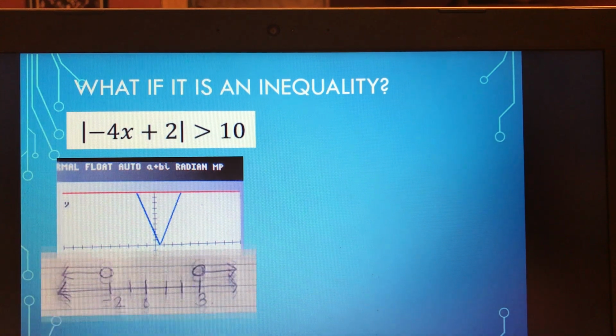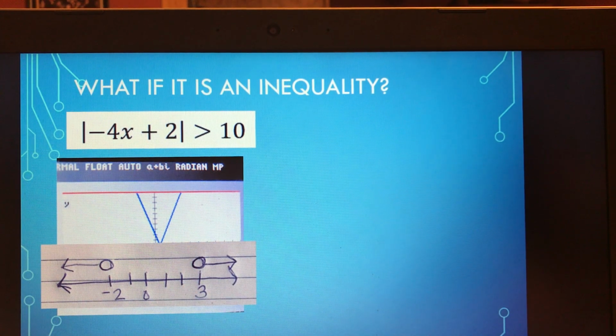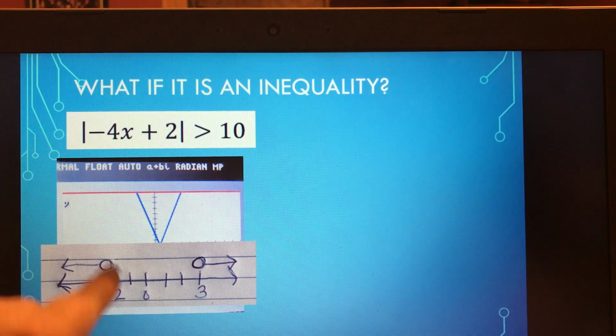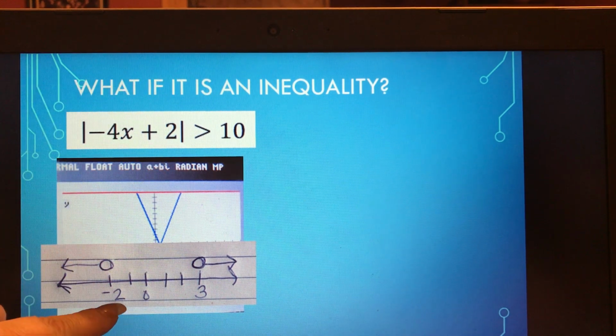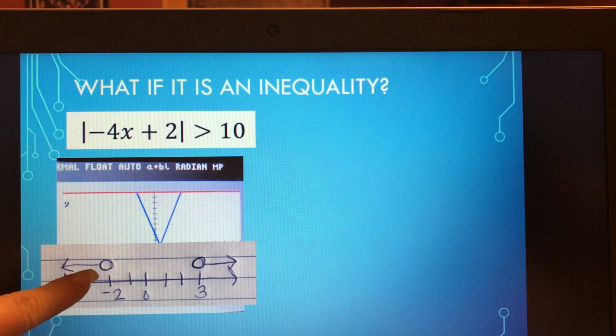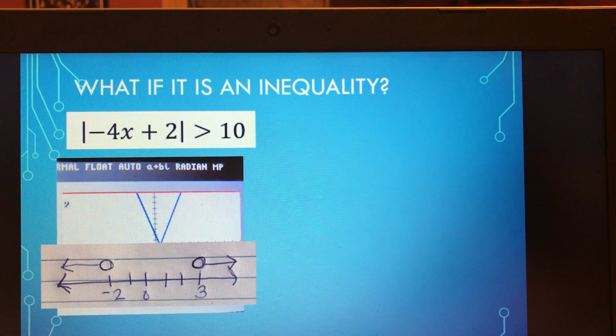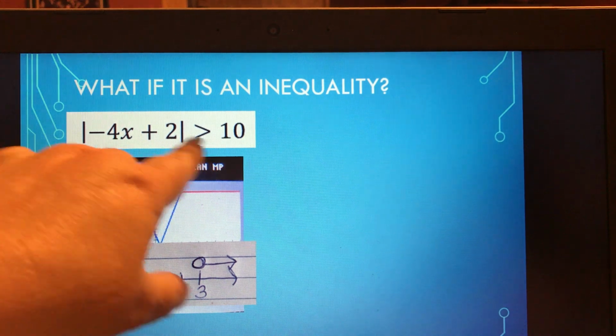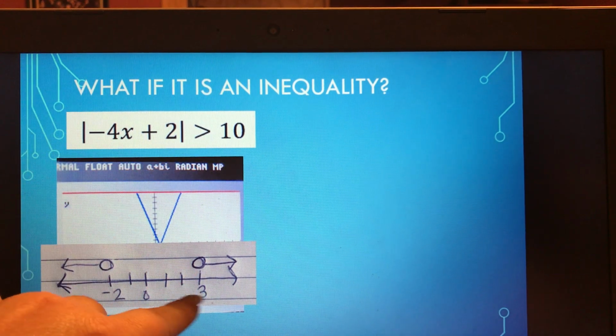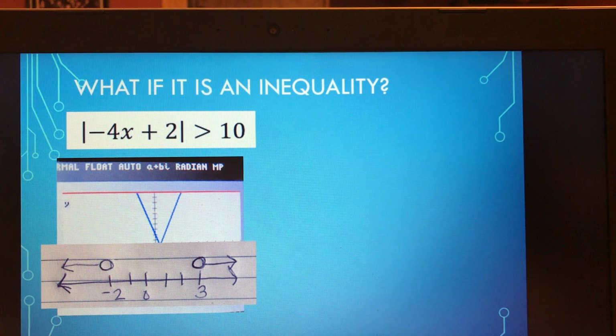And 3. Alright, so if we come down and make a number line to represent those values, notice that I have an open circle at -2 and at 3. Why do we have an open circle? You're right. This is not equal. So these values are not equal. We want it to be greater than. So all of those values from -infinity to -2 and from 3 to infinity will solve our inequality.